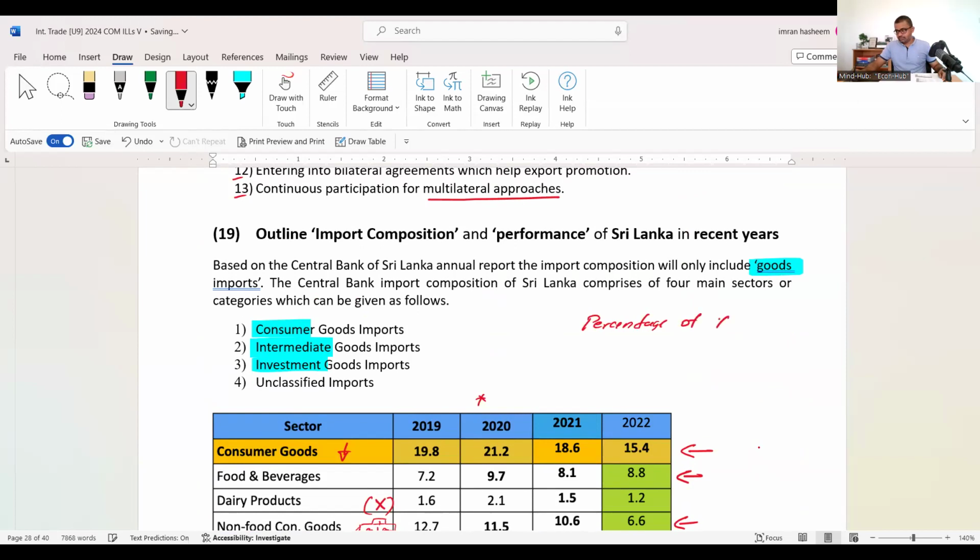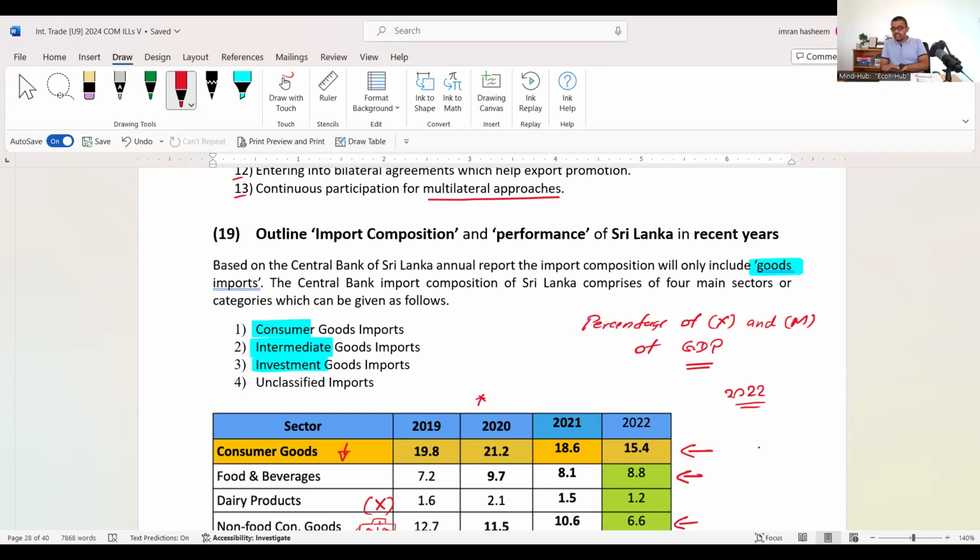Percentage of exports and imports. Okay? As a percentage of GDP, how much is exports, how much is imports? I want to know this value for 2022. What is the percentage of GDP represented by exports? Percentage of GDP represented by imports. You guys understand what I'm asking, right? I want you to try and find that figure.